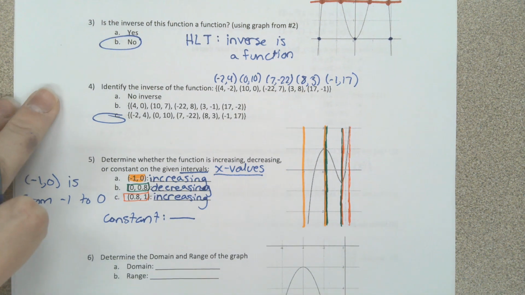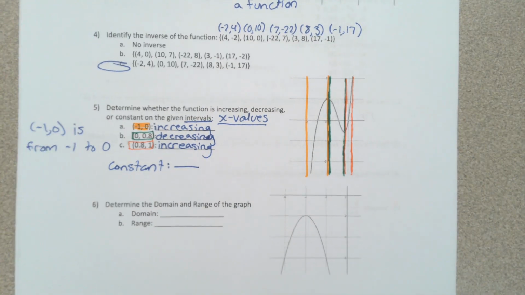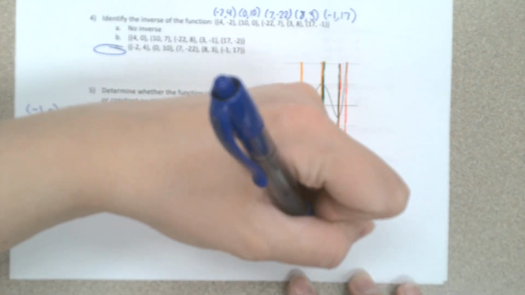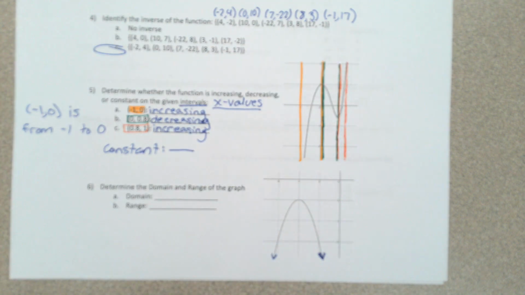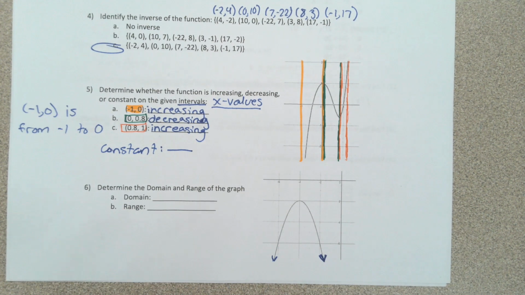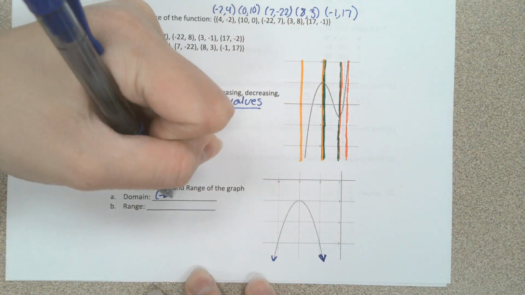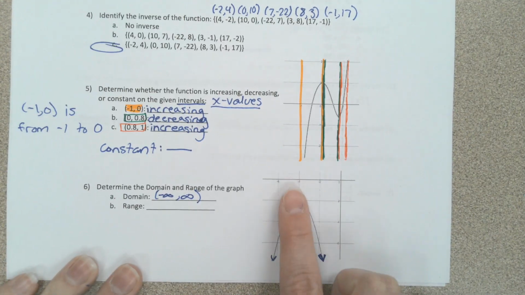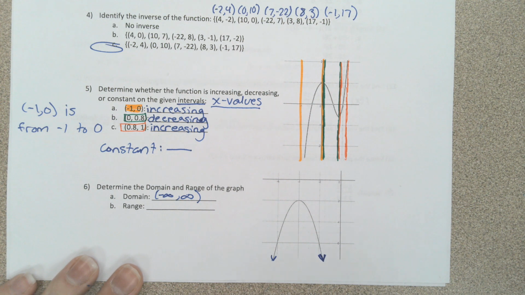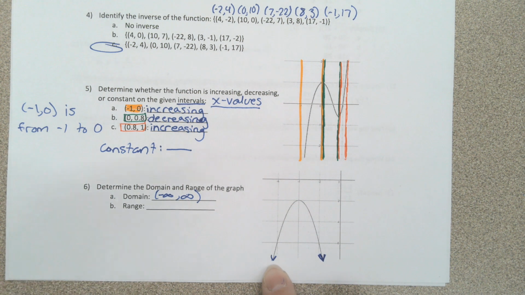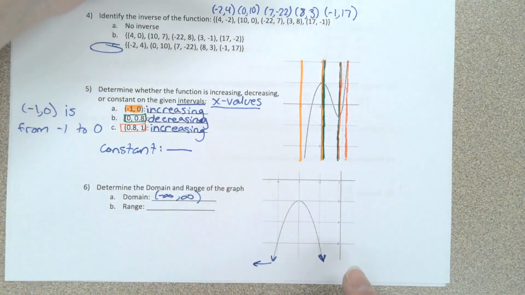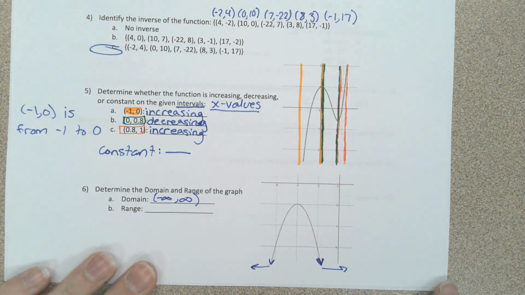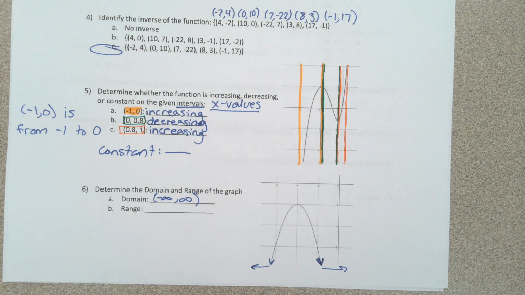Okay, number 6. Determine the domain and range of the graph. This is a quadratic. You can assume that these are arrows. And the domain of a quadratic is negative infinity to positive infinity. The graph that we do see is perfectly solid. There's no gaps, jumps, or holes in the graph. And then this arrow while moving down is also moving left. And this arrow while moving down is also moving right. So this domain will be completely covered. We just can't see most of it.